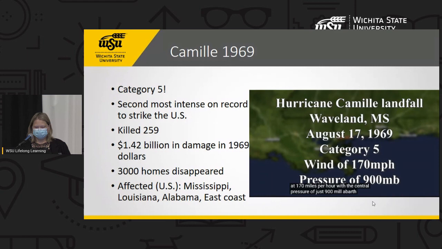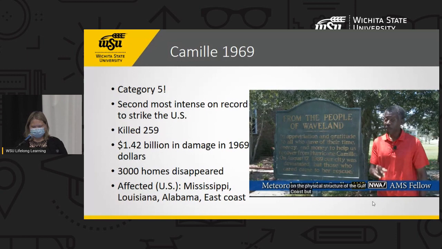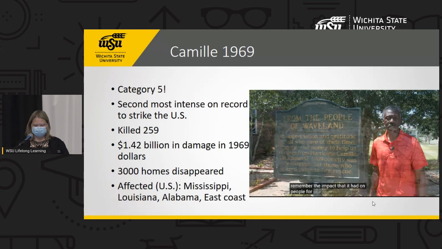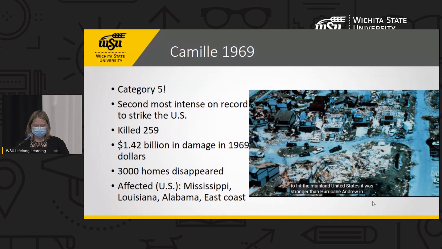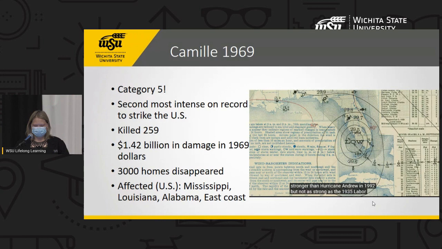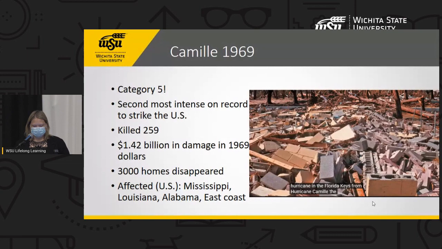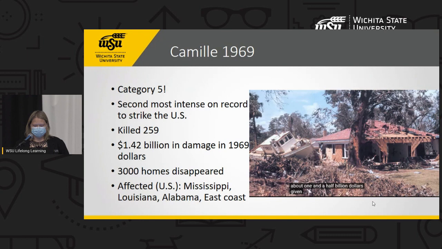Hurricane Camille had an obvious impact on the physical structure of the Gulf Coast, but communities like Waveland, they remember the impact that it had on people. For low pressure, Camille was the second strongest hurricane at landfall to hit the mainland United States. It was stronger than Hurricane Andrew in 1992, but not as strong as the 1935 Labor Day hurricane in the Florida Keys. From Hurricane Camille, the dollar loss was about $1.5 billion. Given inflation, 50 years later, that would be about $10 billion.